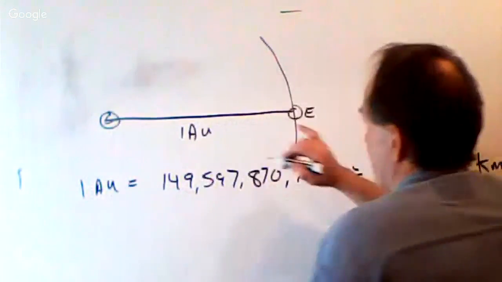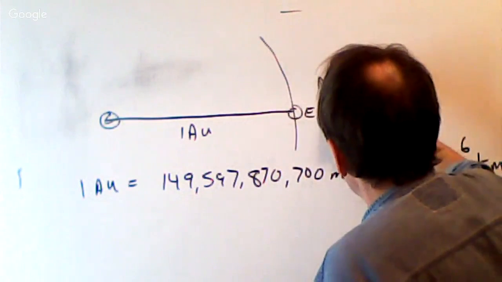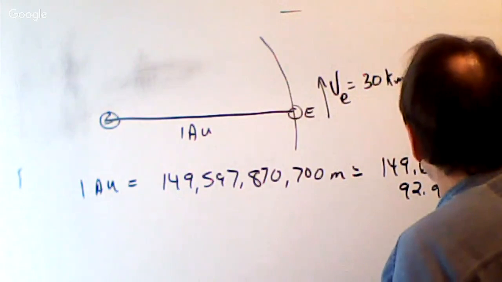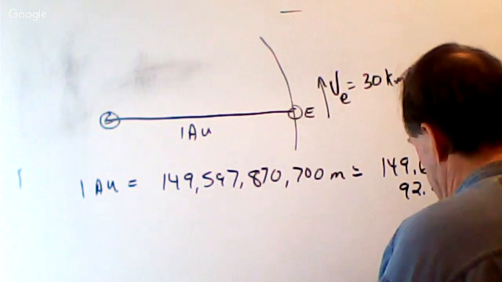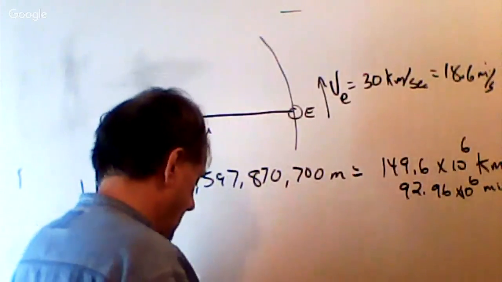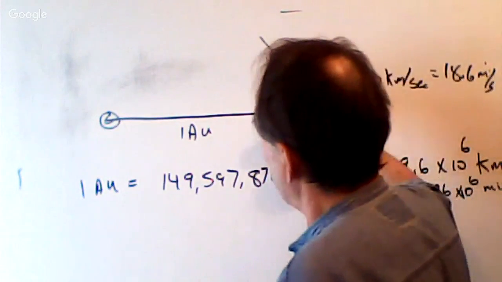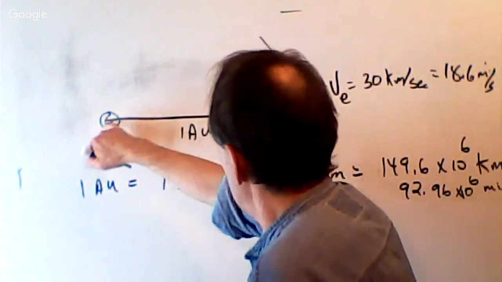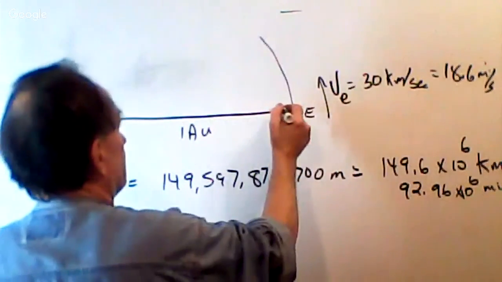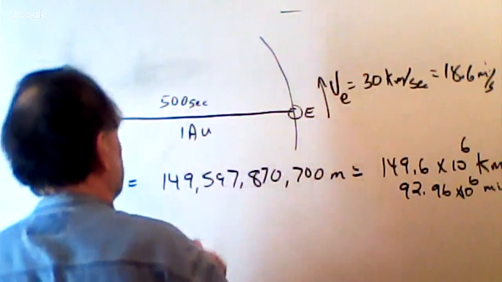Now, the Earth in its orbit about the sun, its tangential orbital velocity, the velocity of the Earth, is 30 kilometers per second, which is 18.6 miles per second in English units. Now, the travel time for an electromagnetic wave to be sent out from the Earth to hit the sun and be reflected back is about 1,000 seconds. Its trip from the Earth to the sun each way is 500 seconds.